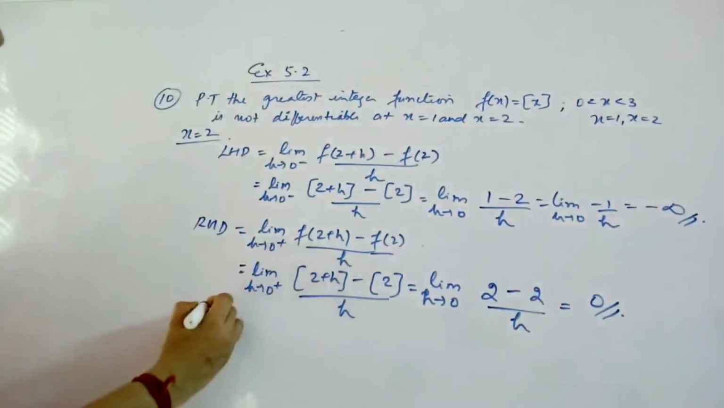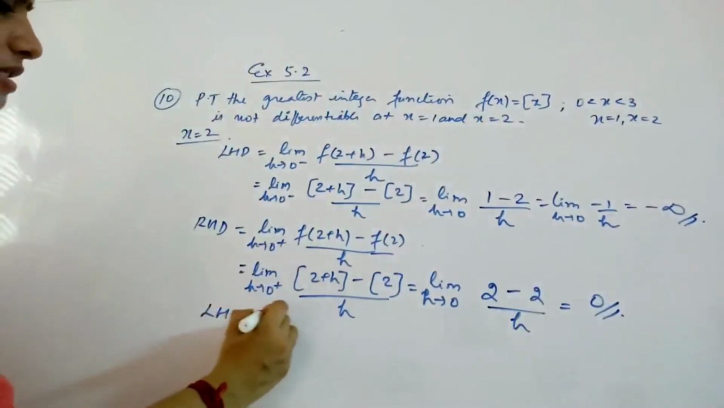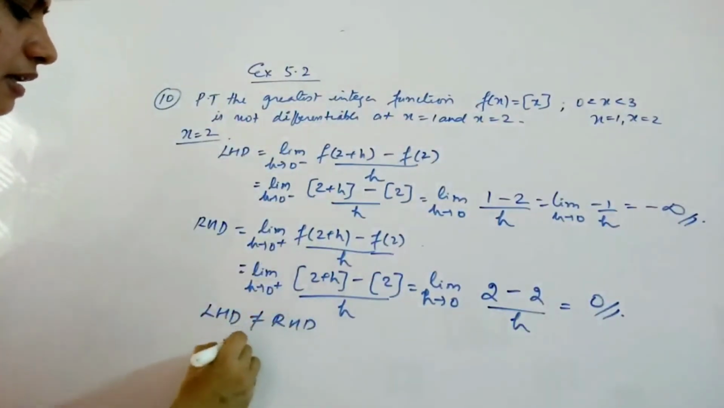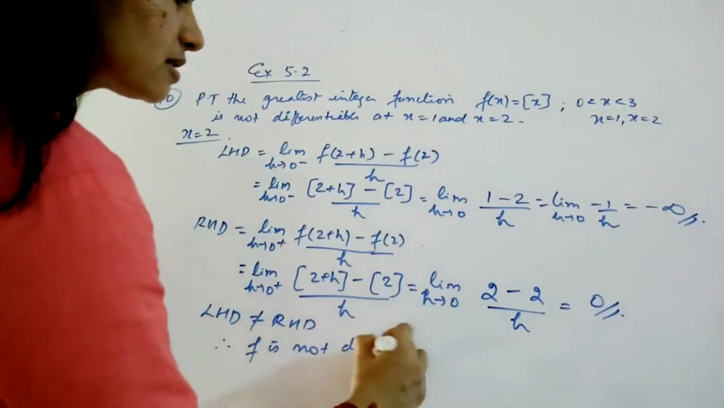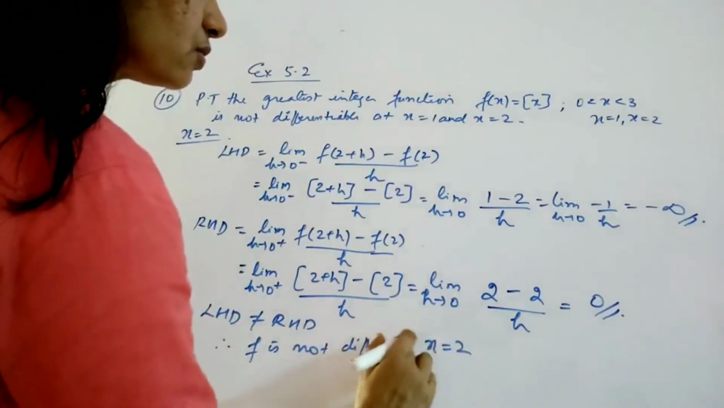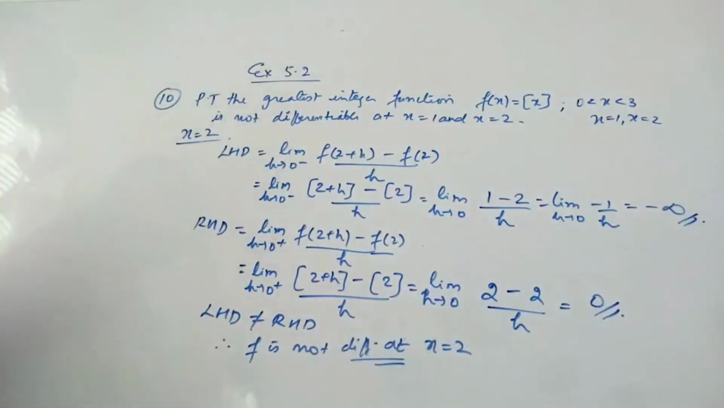So here also you have the same case, which is LHD is not equal to RHD. Therefore, f is not differentiable at x equal to 2. Okay. Clear?